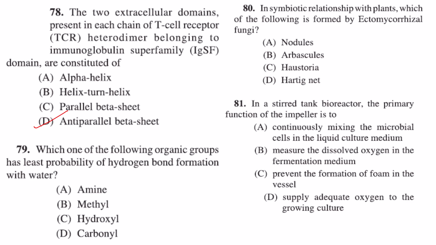Then which of the following organic groups have least probability of hydrogen bond formation with water? Now hydrogen bonding, it is formed between hydrogen atom that is bonded to the highly electronegative atoms such as oxygen or nitrogen or fluorine. Okay. So methyl group out of these, that is your answer, because that is having the least probability of hydrogen bond formation with water. It is hydrophobic and it does not have the ability to form hydrogen bonds with water.